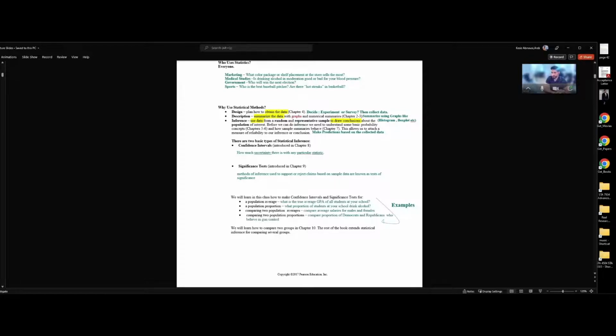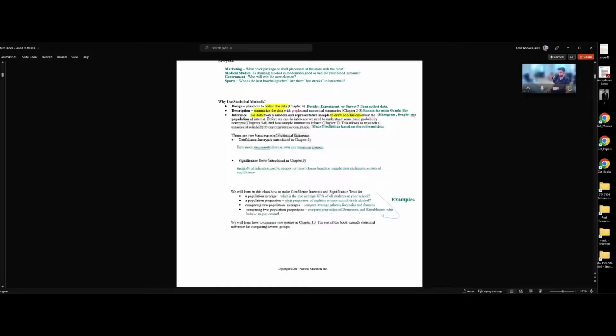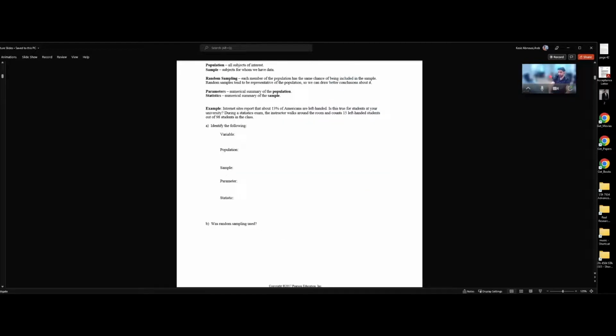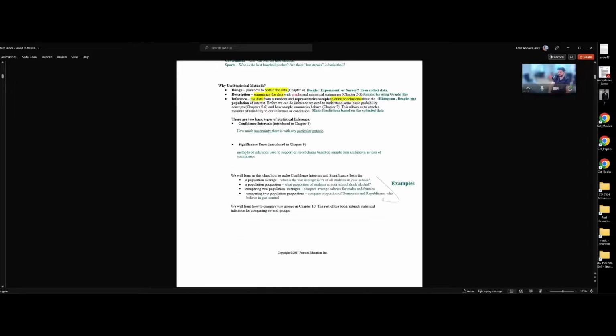And we'll learn how to compare two groups in chapter 10, and then the rest of the big sense of statistical inference for comparing several groups. So let's start here.